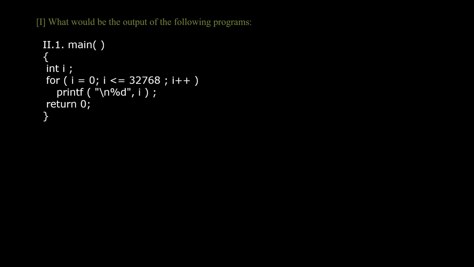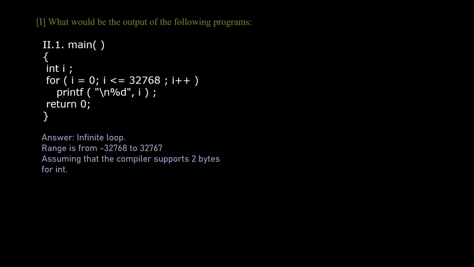So when i is 32767, you increment it and the value goes back to -32768, which will again be less than 32768. The point to note here is that i will always be less than 32768. So the printf is going to run in an infinite loop.